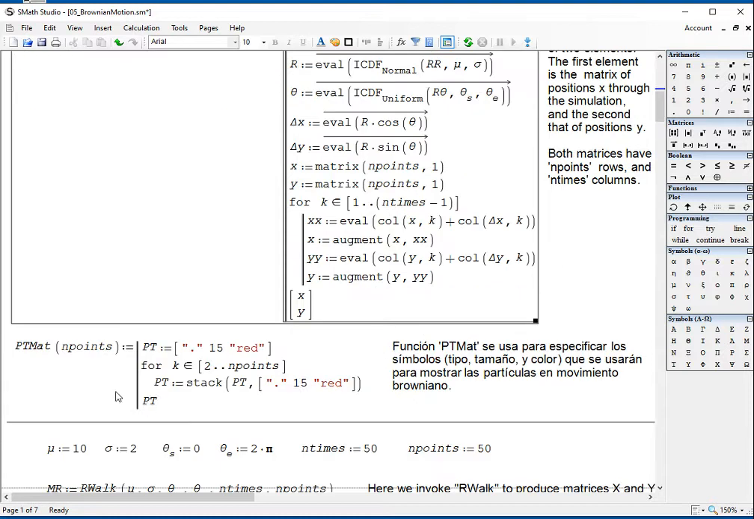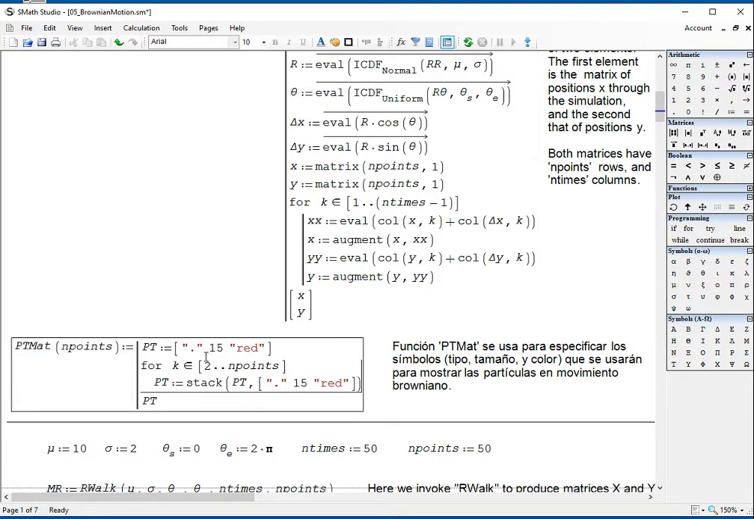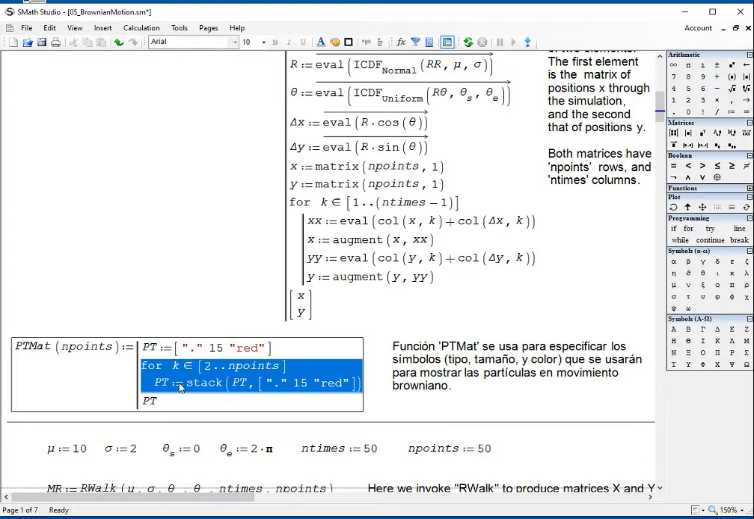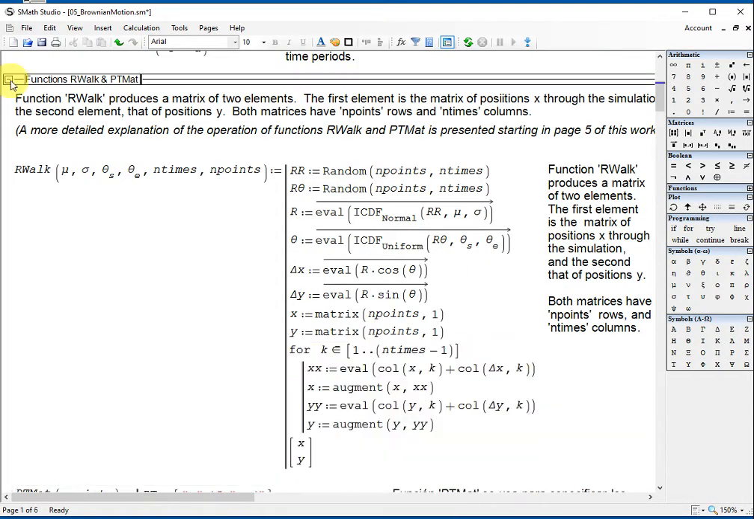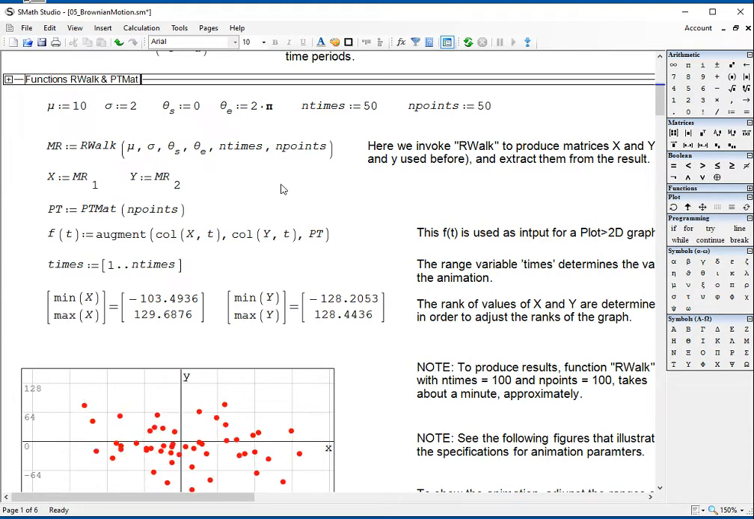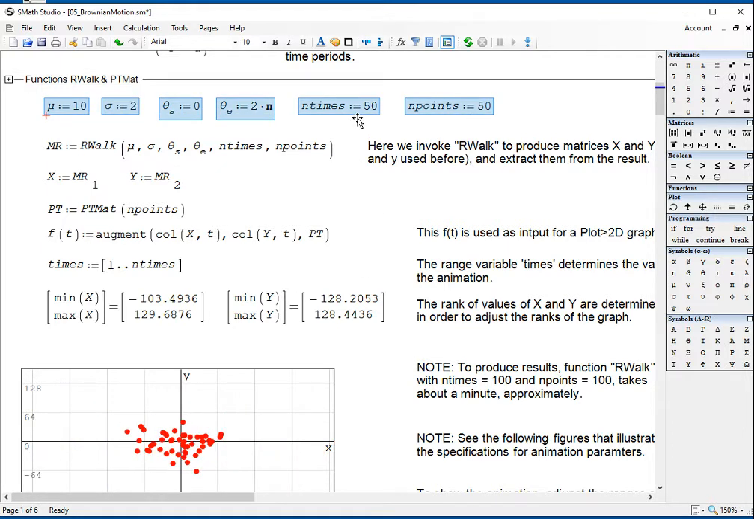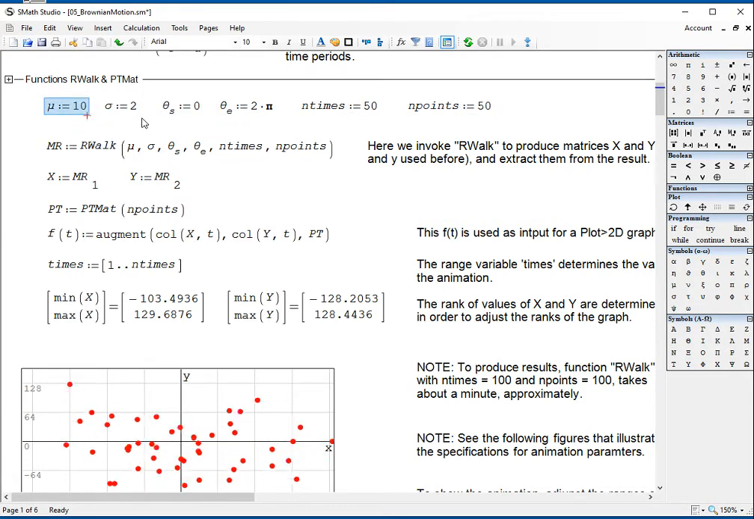And then I also have a function that is going to produce the graphics for the points. They're going to be points of size 15 and color red, and I'm going to stack them for as many rows as there are n points. Then we're going to join these two together into a matrix that's going to provide for me the position of all those points. So I give these values to the parameters. I'm going to have 50 repetitions of 50 points, angles between 0 and 2 pi, that means 360 degrees, with a radial distance that will move with a mean of 10 and a standard deviation of 2.